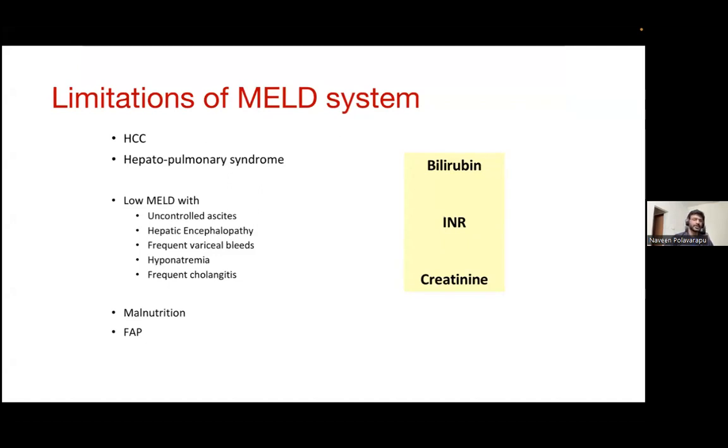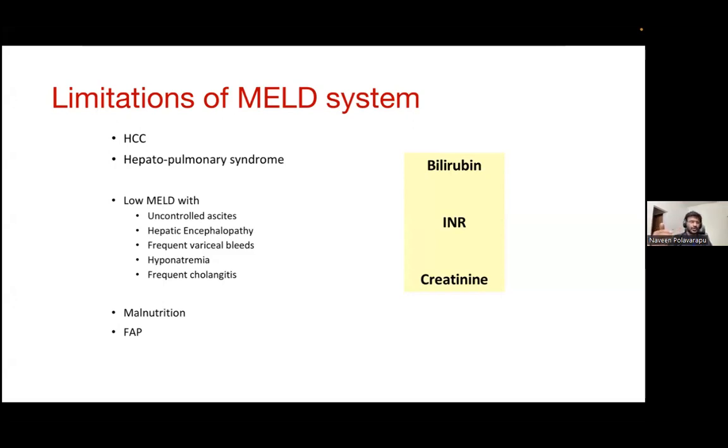But there are certain conditions where MELD is not very useful, particularly in patients who have uncontrolled ascites. In other words, they have reasonably good synthetic function, their coagulation and creatinine are good, but they have uncontrolled ascites. Patients with hepatic encephalopathy, frequent variceal bleeds, although they have reasonably stable synthetic function, frequent cholangitis, in particular patients with PSC, and hyponatremia. Other things I have not mentioned are hepatopulmonary syndrome, HCCs, portopulmonary hypertension, malnutrition, sarcopenia. In fact, there's been consideration about using sarcopenia as one of the parameters in the MELD scoring system. So all these are MELD exceptions.